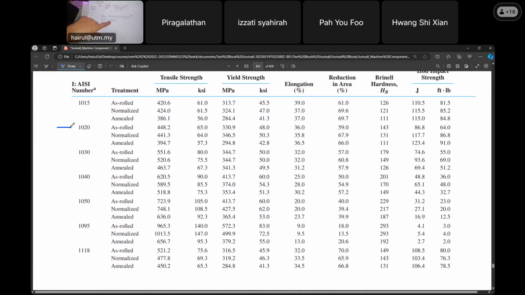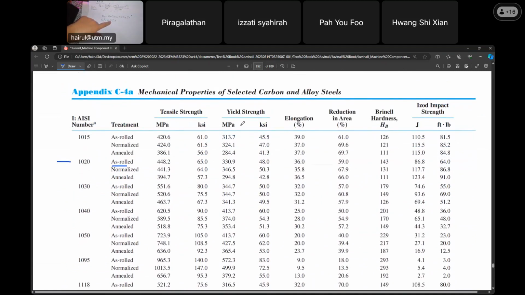Can you see this, class? 1020 S roll, appendix C4A. You are not finding the yield strength, you get the tensile strength. This is SUT, the ultimate tensile strength. This is your SUT value: tensile strength for S roll is 448.2. So your SUT is 448.2 megapascal, and 0.5 of 448.2 is as shown in this solution.